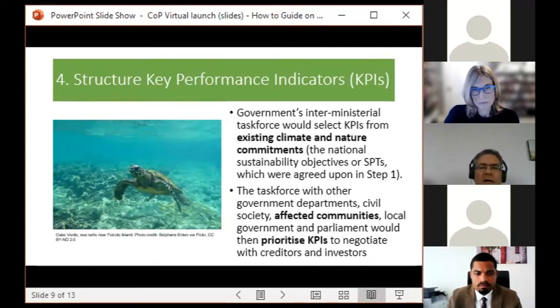So in terms of engaging others in this selection and prioritization of the KPIs, having other government departments, having civil society, local government, parliamentarians, but also, and perhaps most importantly, affected communities on the front line of both climate change and nature loss, because too often we don't listen to the people who are most affected. So they need to be engaged in the process.